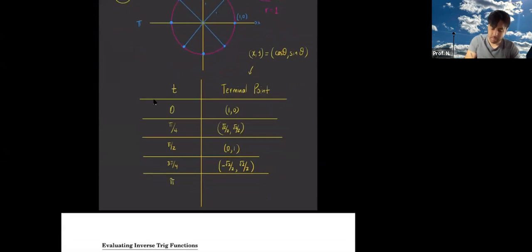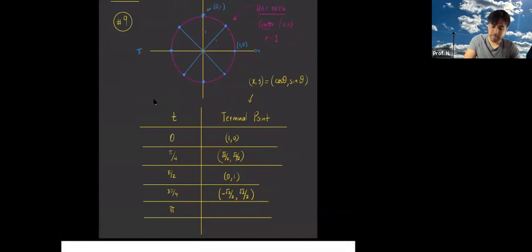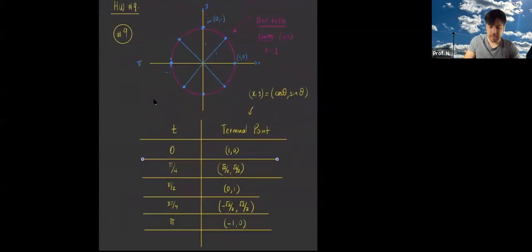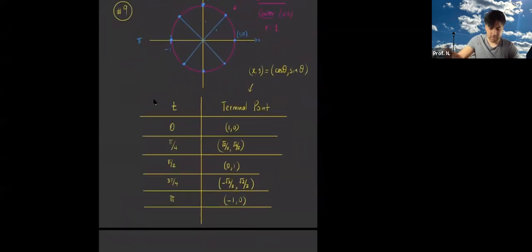Pi is what? The terminal point associated with pi is right here, but this is going to be negative 1, comma 0. Do you guys follow me? So this table should just come off. Once you know these values here, everything else is known. Just the sign is going to change. That's it. So the next angle after that, you did 1 pi, 2 pi, 3 pi, 4 pi, now 5 pi.